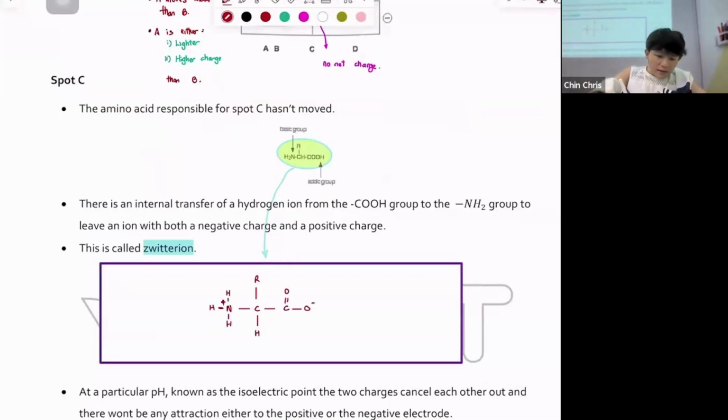Do you see that your C has no net charge because you have a negative and a positive charge? So which means this compound will not move because it's electrically neutral.